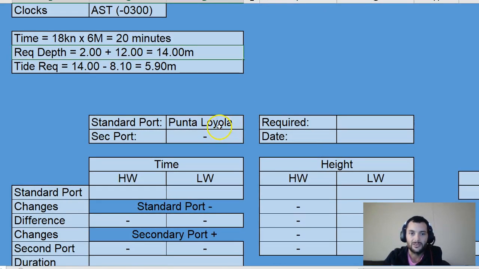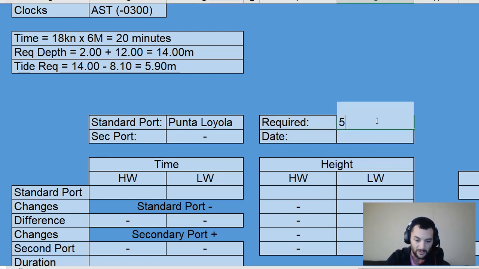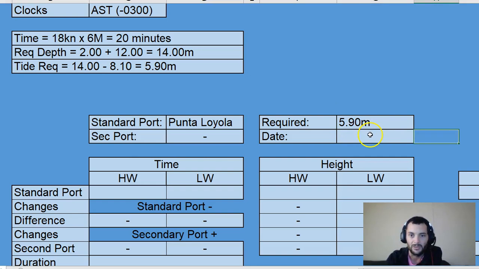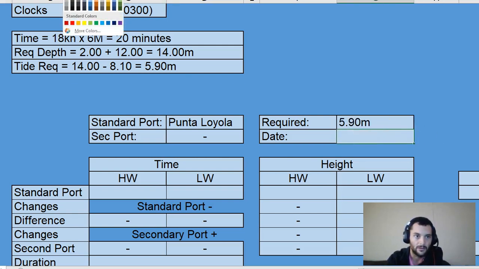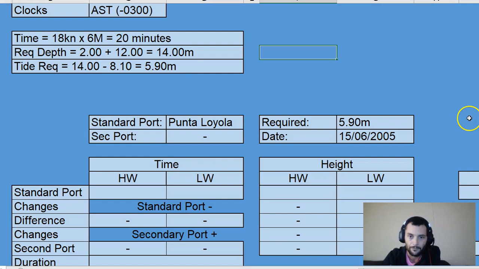So the standard port, in this case we're just using the one single port, Punta Loyola in Argentina. That's going to be the standard port. So what we need to do now is say, okay, we need a height of 5.9 meters. We've just calculated that. So we need 5.9 meters. The date we already have is the 15th. So the date is the 15th of June.